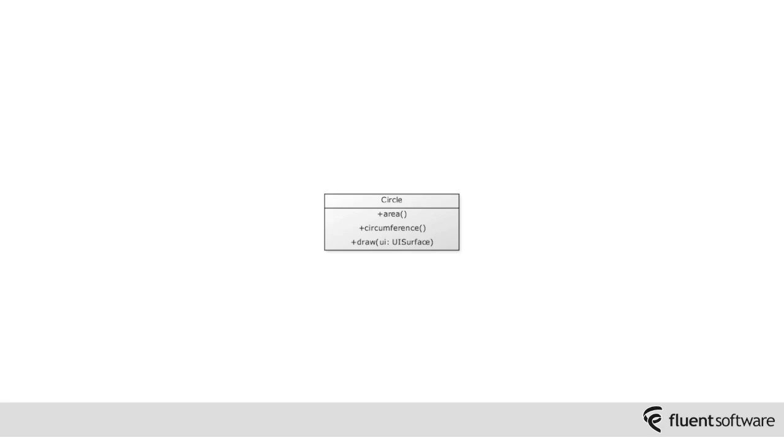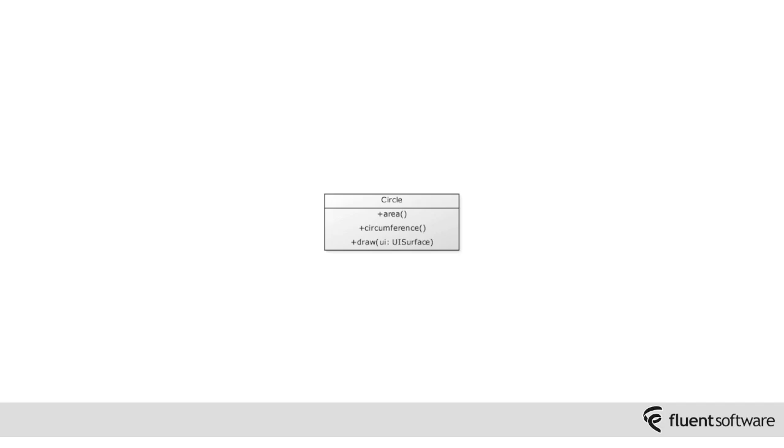It should be dealing with just a single piece of functionality. Okay, so let's look at an example of what that looks like now. You can see here we've got a circle class. It has methods that allow it to return the area of the circle, its circumference, as well as draw this circle on a user interface surface of some sort. Now, this violates the single responsibility principle because the circle class is concerned with two different pieces of behaviour here. Two different responsibilities. It's concerned with the geometry of the circle, provided by the area and circumference methods, and it's also concerned with how to render or draw the circle on a user interface.